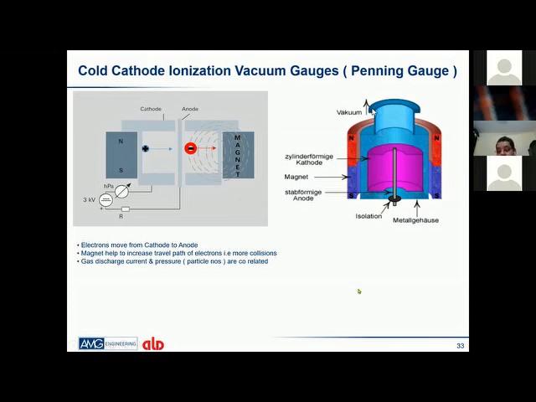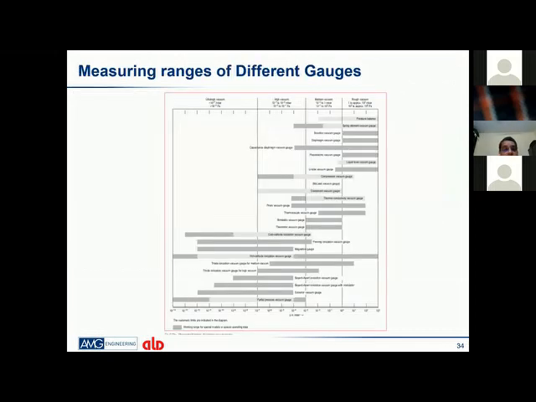This is to make sure the accuracy of the gauge is good enough, as the electron collides with more gas molecules while traveling from the cathode to the anode, and we get better accuracy. There are many types of gauges, but I'm talking only about what we see every day on the vacuum furnace, like the Pirani gauge and the Penning gauge, which are very standard vacuum gauges mounted on the vacuum furnace.